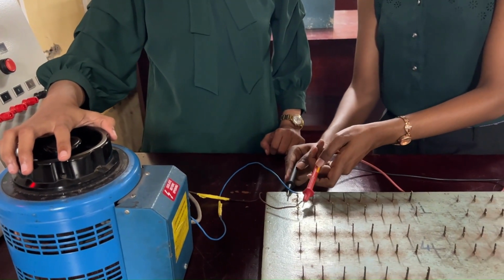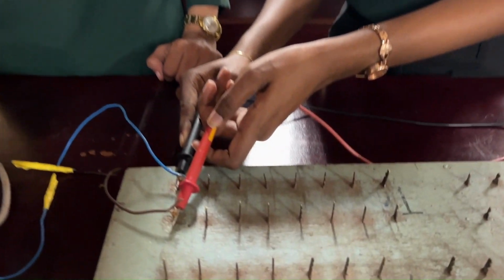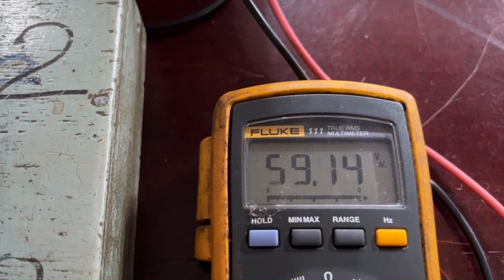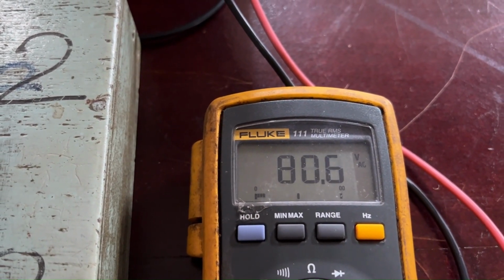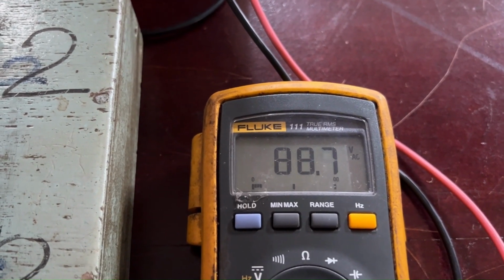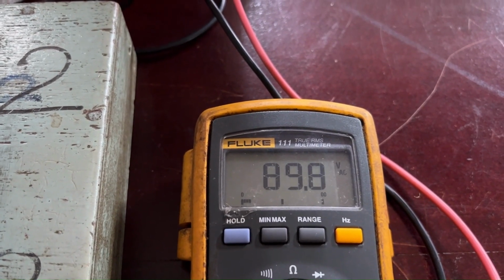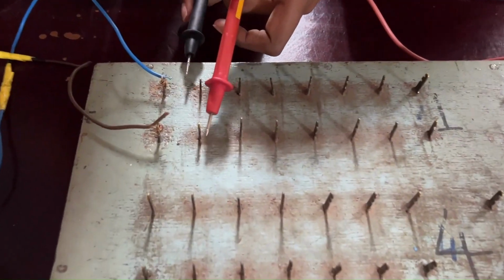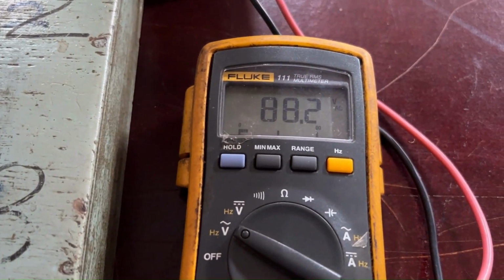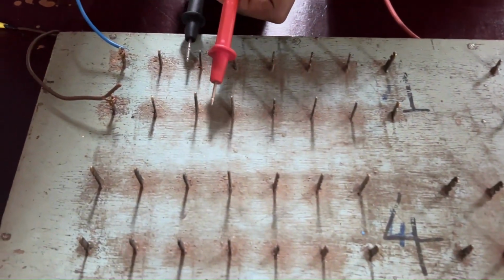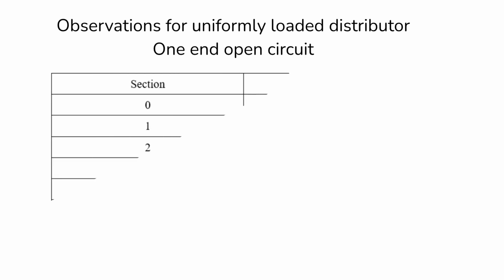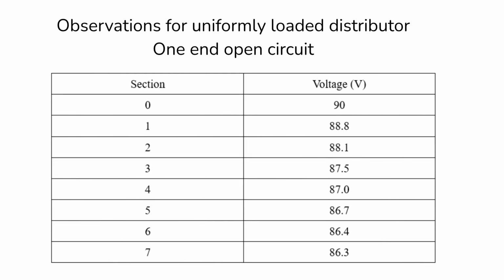Adjust the voltage at one end to 90 volts using variac and digital voltmeter. Measure the voltage at each section and note down the reading. Here are some sample observations for uniformly loaded distributor, one side open circuit condition.